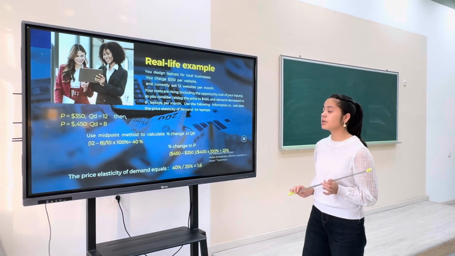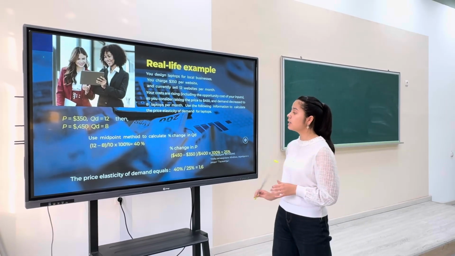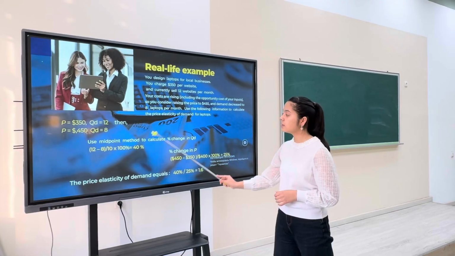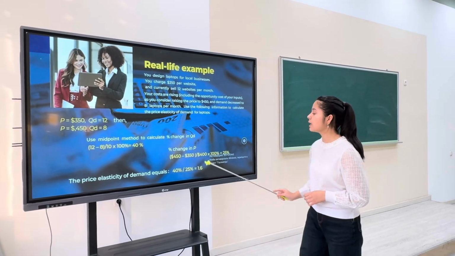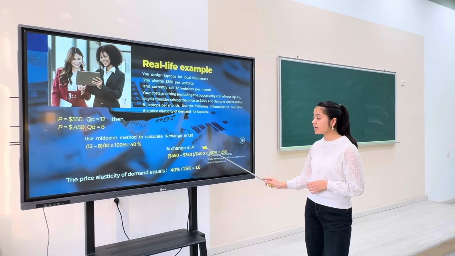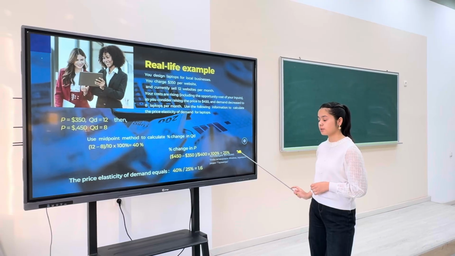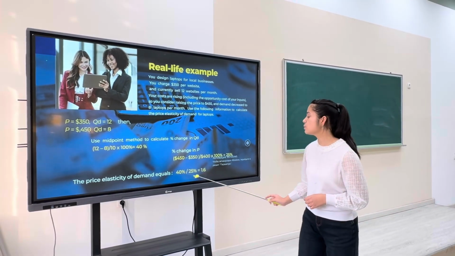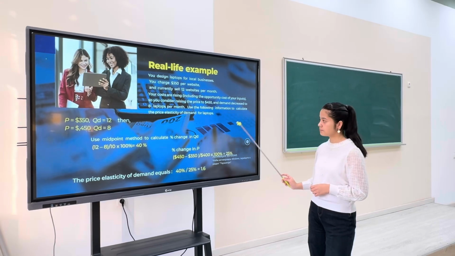First, we calculate the percentage change in quantity demanded, which is 40%, and the change in price is 25%. And the price elasticity of demand equals 1.6.